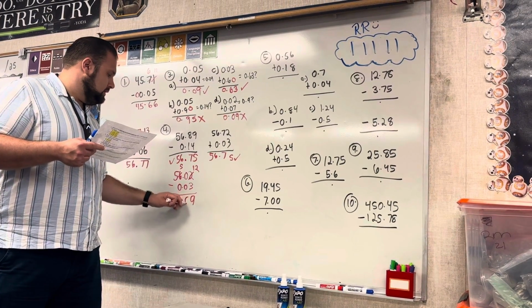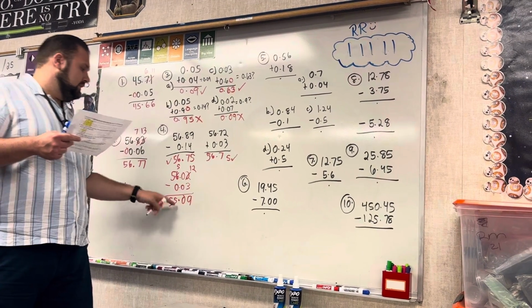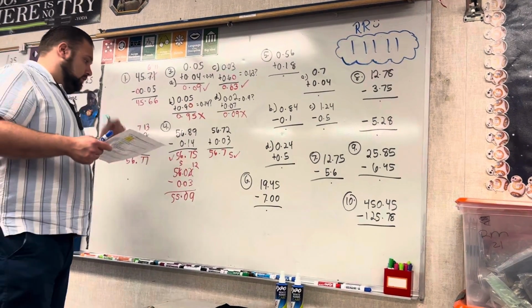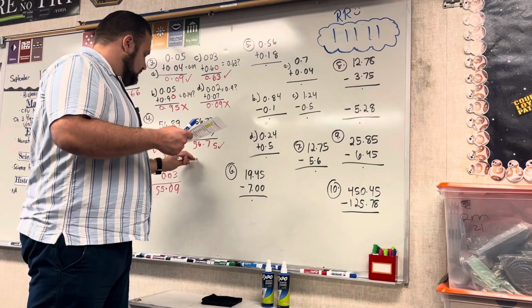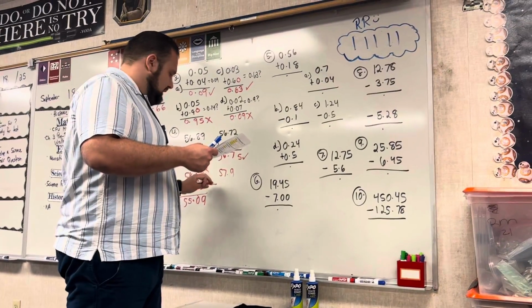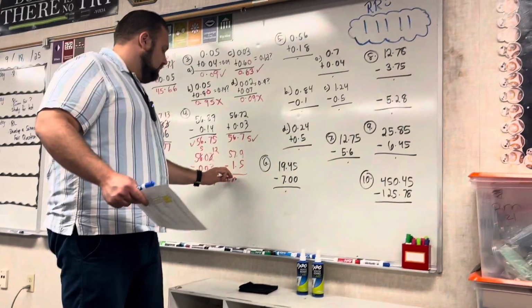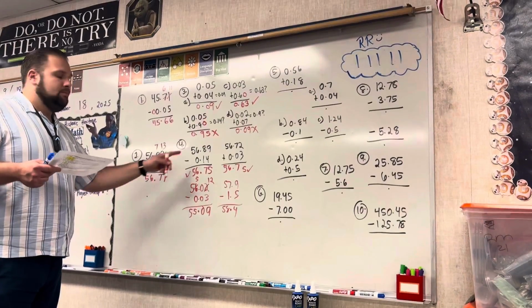0 minus 0 is 0. 5 minus 0 is 5. And 5 minus 0 is 5. That does not equal 56.75. That one's a little tough, but yeah, it doesn't equal it. Okay? And then for D, 57.9 minus 1.5, that's going to equal 58.4. That's not 56.75. So, yeah, A and B are your only answers.